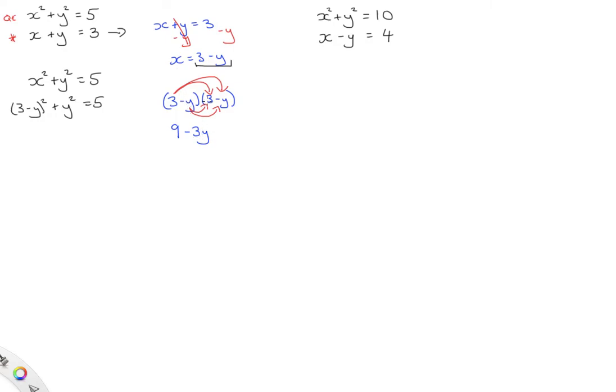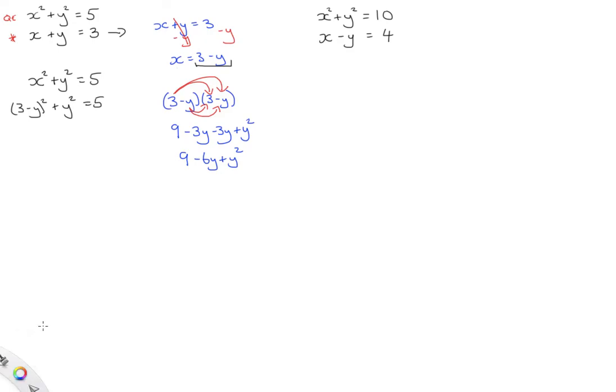Minus y multiplied by 3 is minus 3y. Minus y multiplied by minus y is plus y squared, because a minus by minus is plus. And I can simplify this because these are the same type of term, so I can add those together. So I'm left with 9 minus 6y plus y squared. So you see how I said it was a long sum, because we have to do all these extra little bits on the right hand side.